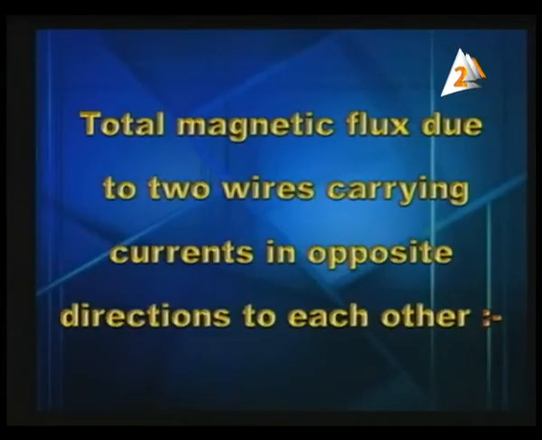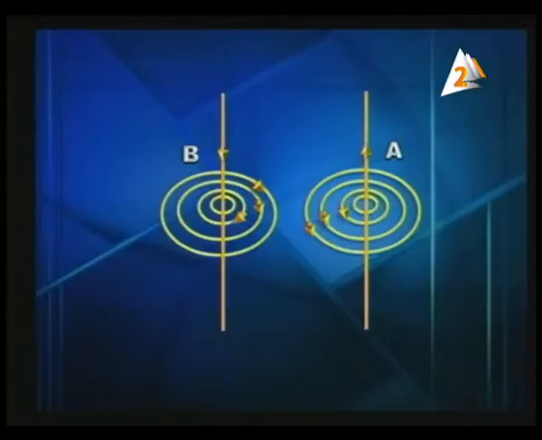Total magnetic flux due to two wires carrying currents but in opposite directions. It is exactly the opposite, okay? Two wires in front of you carrying currents in opposite directions. The fields in between the two wires have the same direction. B total will be B1 plus B2. Outside, they are in opposite directions. B total will be the difference between them.